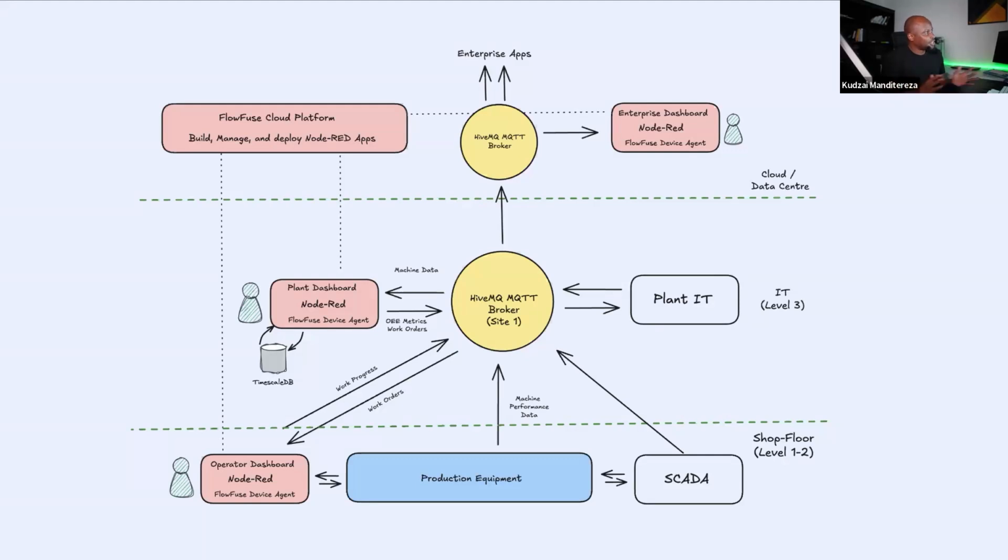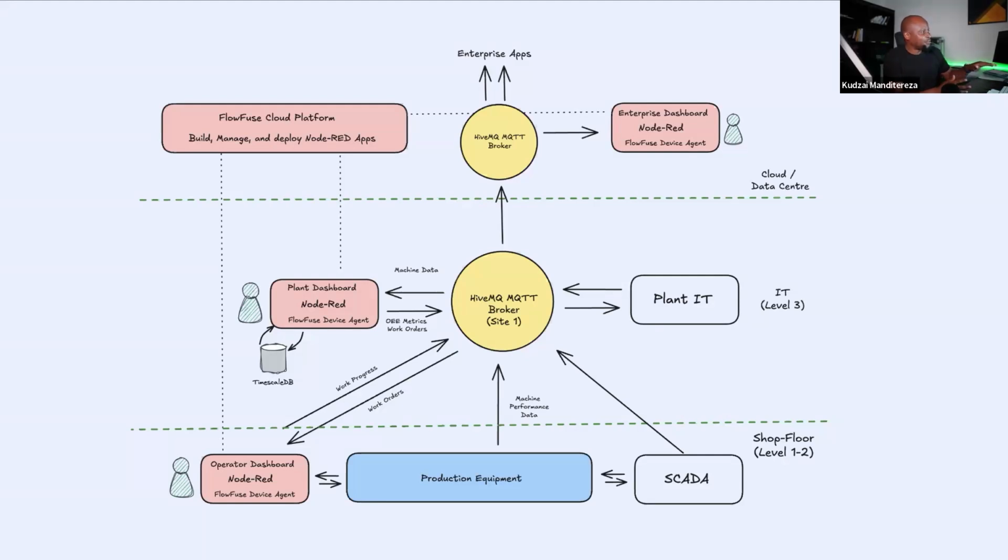Right. Now, the question is that you've got all these Node-RED instances. So how do you actually manage them? You've got all these Node-RED instances scattered across different devices in the cloud, level 3, right down on the shop floor. This is basically where FlowFuse comes in, right? The idea of a FlowFuse platform is to be able to build, manage, and deploy these Node-RED apps from this central place.